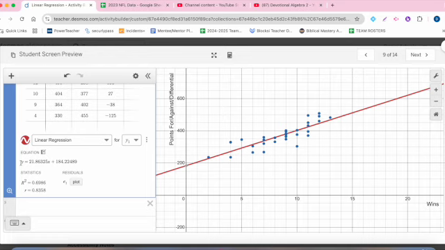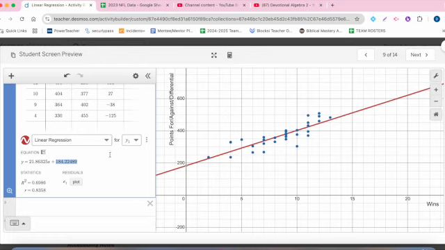If you remember from Algebra 1, the equation of a line is y equals mx plus b. This is the equation of the line that we got right here, right? Remember from Algebra 1, that first number is the slope of the line, and the number at the end is the y-intercept, 184. You can actually see that's exactly what the y-intercept is for this line, right?